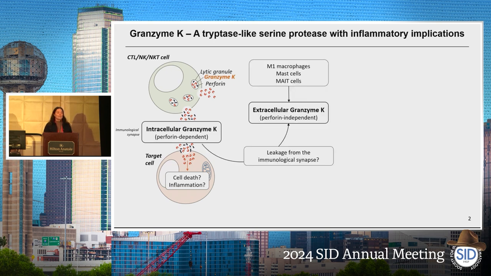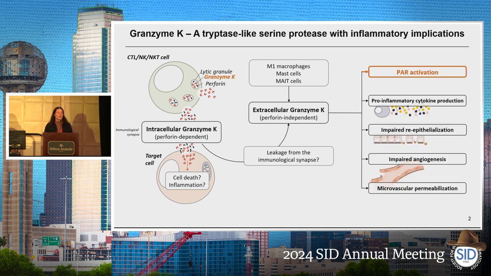However, more excitingly, in recent years, we've shown that Granzymes, including GzmK, can accumulate in the extracellular milieu, both from leakage of the immunological synapse as well as the secretion by immune cells that do not express perforin, as well as non-immune cells. And within the extracellular milieu, GzmK, we are learning, has a role in a diverse amount of functions. This is through the cleavage of extracellular substrates, many of which have still yet to be identified, but perhaps the most well-established is the cleavage and activation of protease-activated receptors.